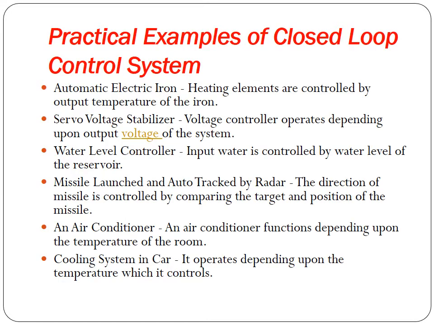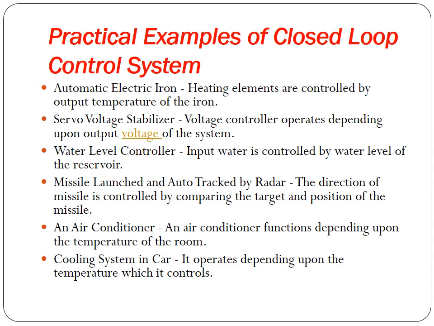Some of the practical examples of the closed loop system include the automatic electric iron, whereby we have the heating element being controlled by the output temperature of the iron. We have the servo voltage stabilizer. The voltage controller operates depending upon the output voltage of the system. Another example is the water level controller, whereby input water is controlled by water level of the reservoir.